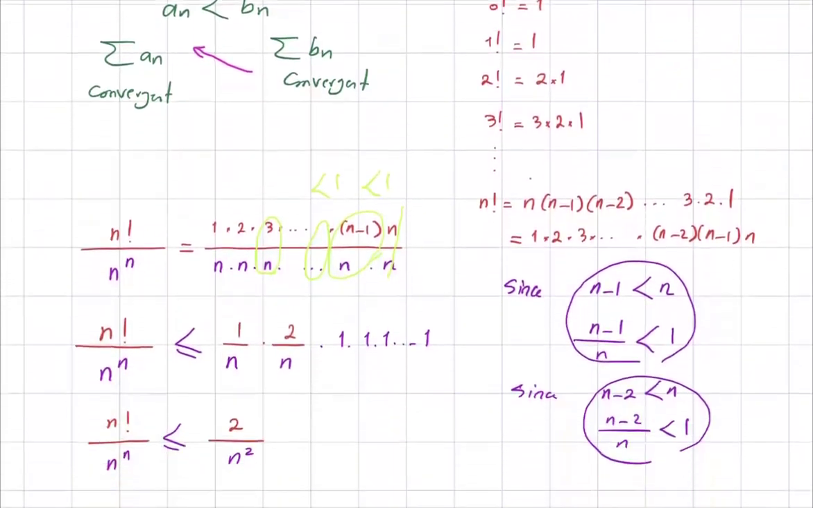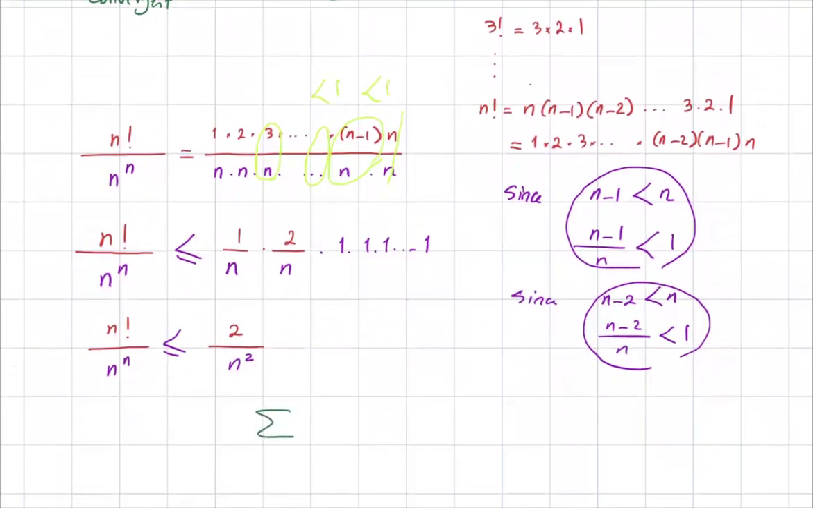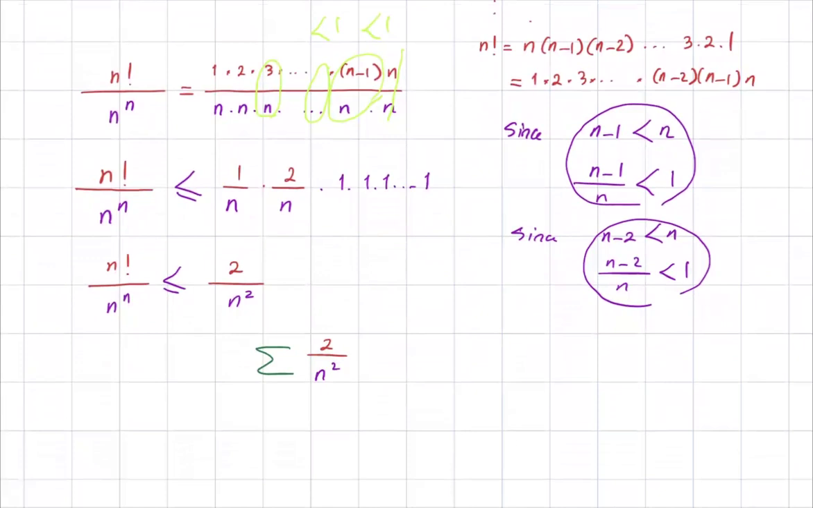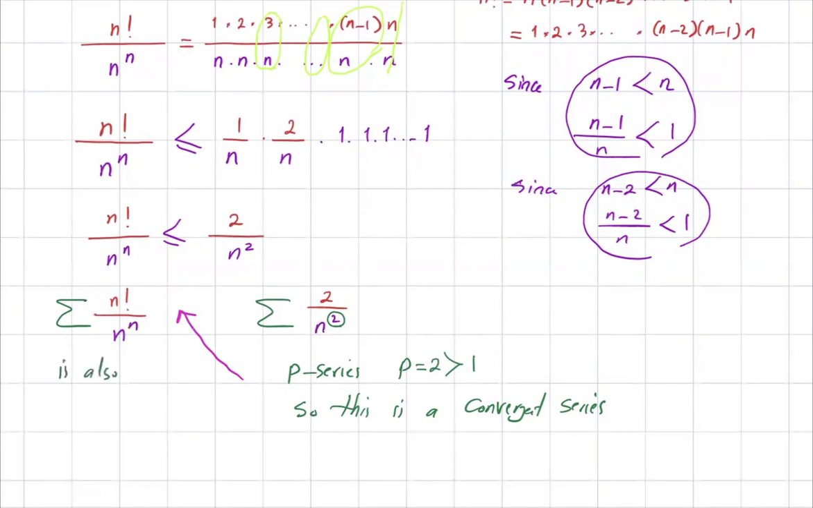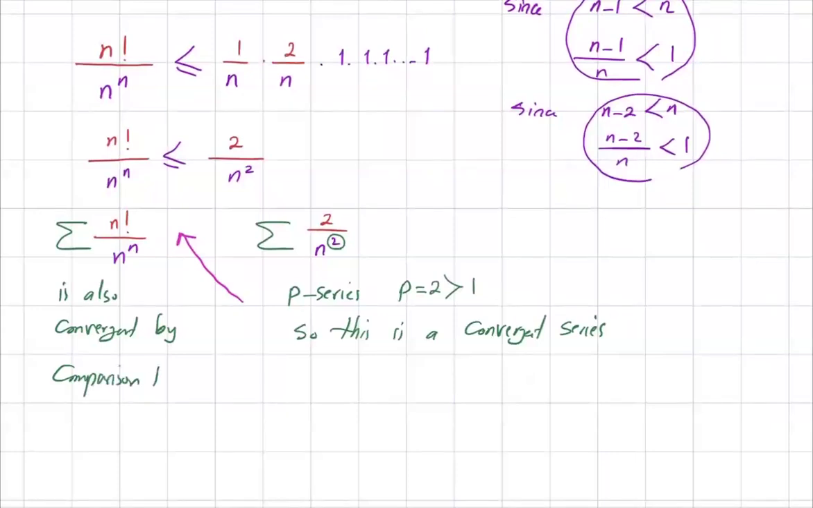But let us take a look at our comparison test here. Here I have on the right-hand side the summation of 2 divided by n squared, which is basically a p-series. And p is equal to 2, more than 1. This is your p. So this is a convergent series. So by comparison test, the series on the left-hand side, the smaller series, must be convergent as well. N factorial divided by n to the n is also convergent by comparison test.